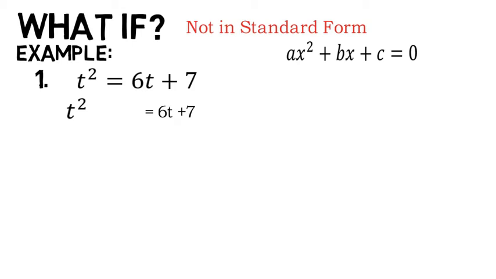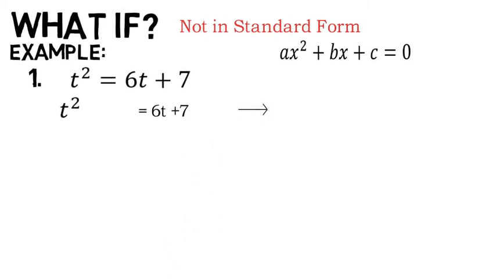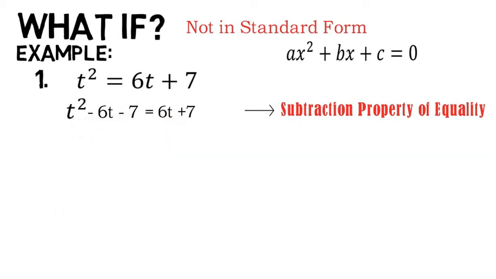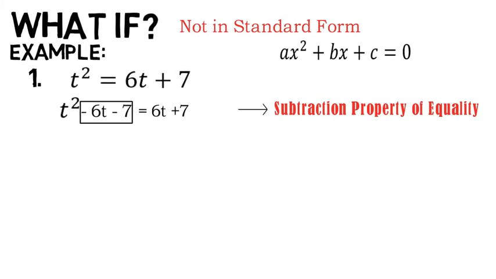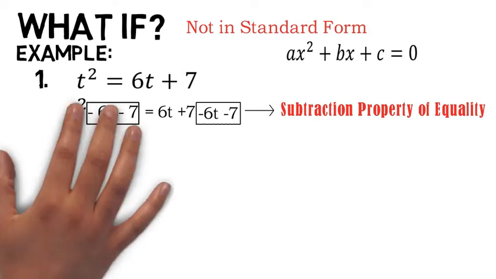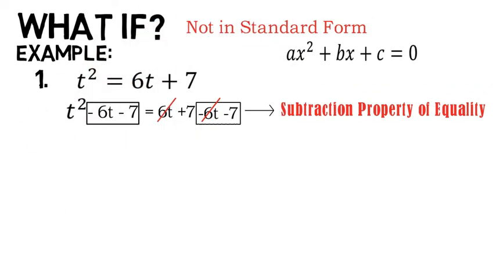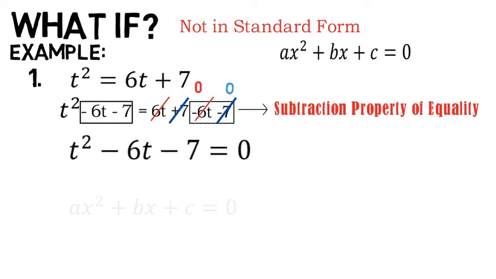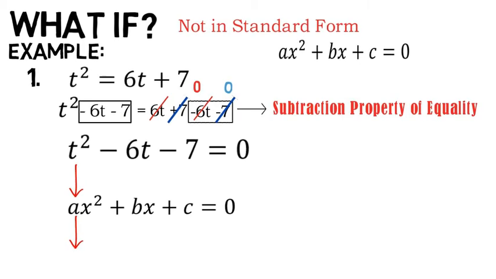We will move that 60 plus 7 to the left hand side of the equation, and we will use the subtraction property of equality. So subtract, then also on the right hand side of the equation to keep it equal. Then do the operation: 60 minus 60 is 0, 7 minus 7 is 0. Now, the remaining term is t squared minus 60 minus 7 is equal to 0, and it is written in standard form.